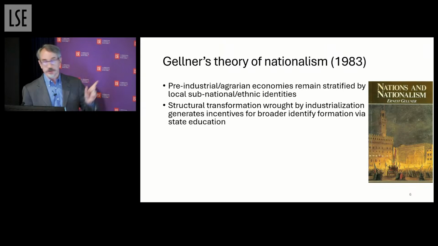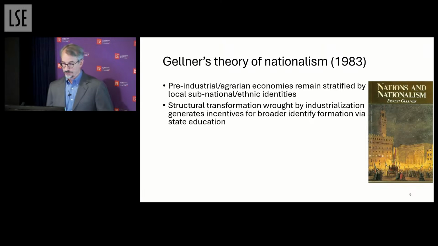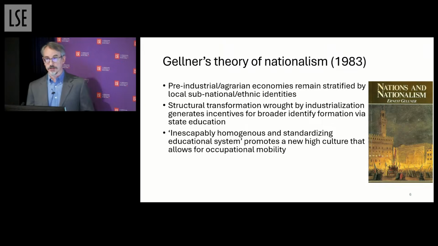But what happens is you get a structural transformation, according to Gellner, when you see industrialization, and that generates broader identity formation. For Gellner, the key mechanism, though, when you get industrialization, is that it creates incentives for the modern states to provide a sort of homogeneous, standardized form of education, to allow people to work in the modern economy, to become mobile workers. And this is a quote from the book: we have an inescapably homogeneous and standardizing educational system. It promotes a new high culture across the state, which creates this occupational mobility. That's the reason why it's created, but a byproduct, arguably, is a sense of national identity.